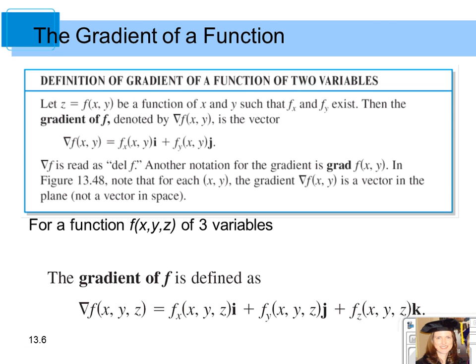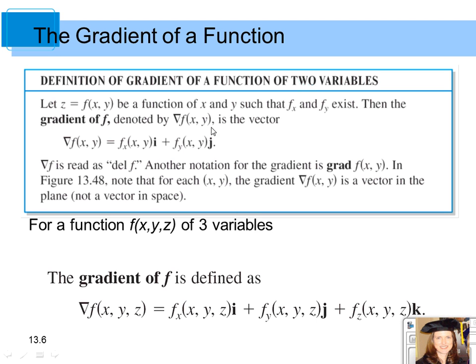Continuing in section 13.6, we're looking at the gradient of a function. This slide shows the definition of a gradient function of two variables, where z is a function of x and y, and the partial derivatives with respect to x and y both exist. Then the gradient of f is denoted by this symbol here. It's read as del f.